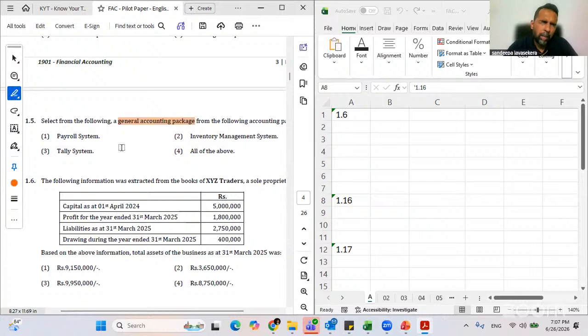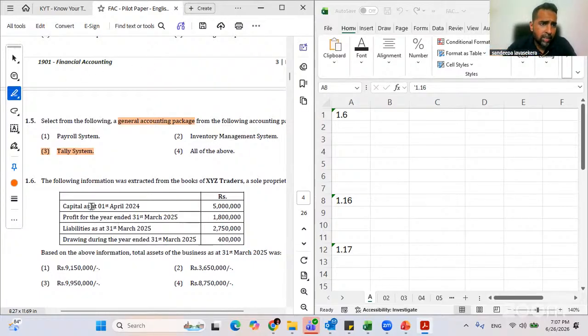Select from the following a general accounting package. What are the general accounting packages? Tally, QuickBooks, Sage, MYOB, Peachtree. So the answer would be Tally. That's a general package. If it is specialized for some task, like payroll or inventory, then it's a special package.